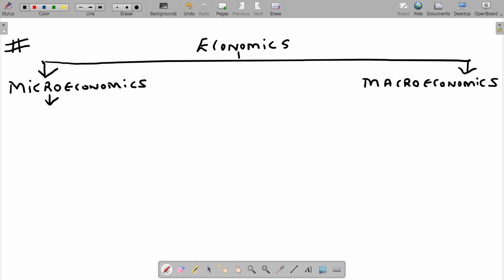And when you are looking at aggregates, that is macroeconomics. When you're looking at the whole, that means the whole economy, all firms in the economy, all households in the economy. So when you talk about one individual's demand, that is studied under microeconomics. But when you talk about the aggregate demand, that is studied under macroeconomics. When you talk about one individual's income, we study that under microeconomics. When you talk about the national income of the economy, we do that under macroeconomics.